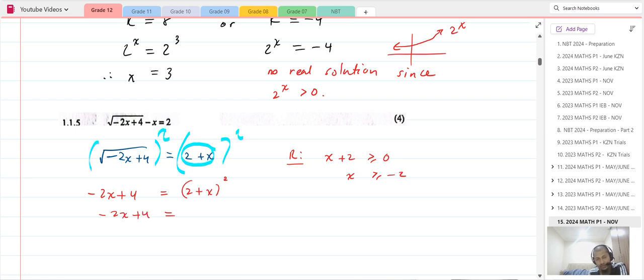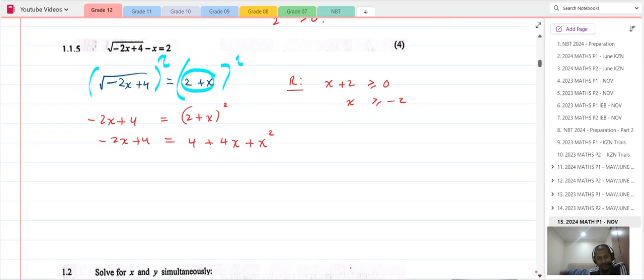Squaring (2 plus x) all squared will give me 4, plus squaring a binomial x times 2, which is 4x, plus x squared. Now writing everything in standard form, just bring everything to the right hand side instead of the left hand side, because we have a positive x squared there. So x squared, we have 4x plus 2x, which is 6x, and we have 4 and 4 cancelling out on both sides, so that's great.